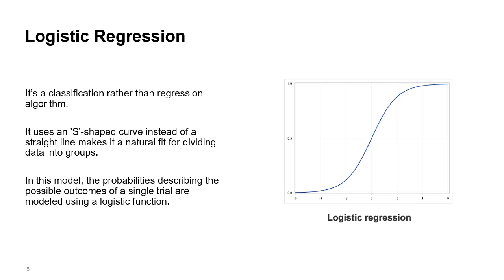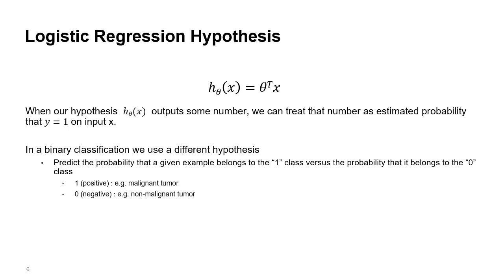The output of this function is an S-curve instead of a straight line, which makes it a natural fit for dividing data into groups. Specifically, the probabilities describing the possible outcomes of a single trial are modeled with the logistic function. For logistic regression, when the hypothesis outputs some number, we can treat that number as the estimated probability that y is equal to 1 on input x.